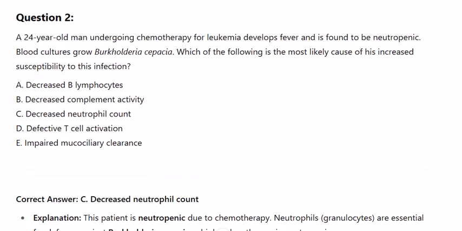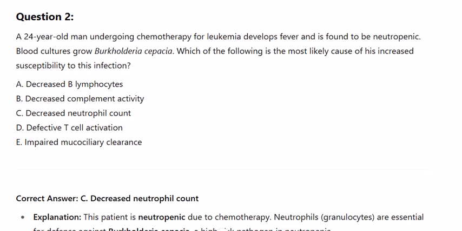Question 2. A 24-year-old man undergoing chemotherapy for leukemia develops fever and is found to be neutropenic. Blood cultures grow Burkholderia cepacia. Which of the following is the most likely cause of his increased susceptibility to this infection? A. Decreased B lymphocytes. B. Decreased complement activity. C. Decreased neutrophil count. D. Defective T-cell activation. E. Impaired mucociliary clearance. Correct answer: C.